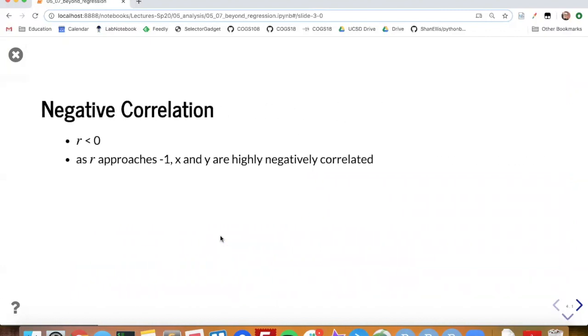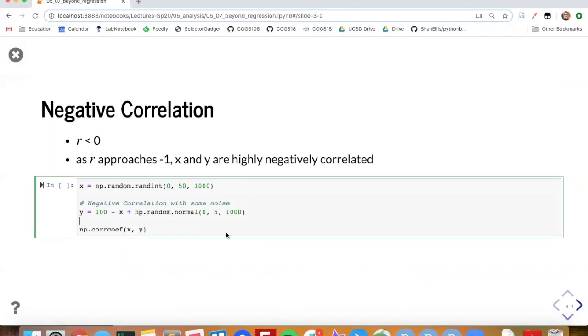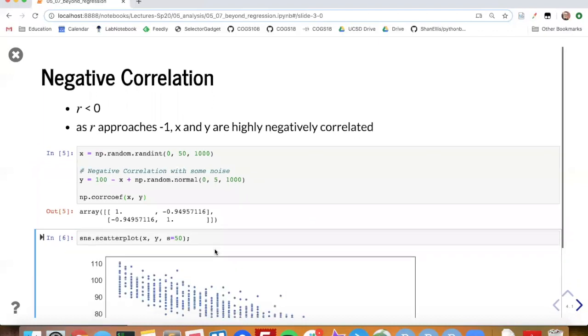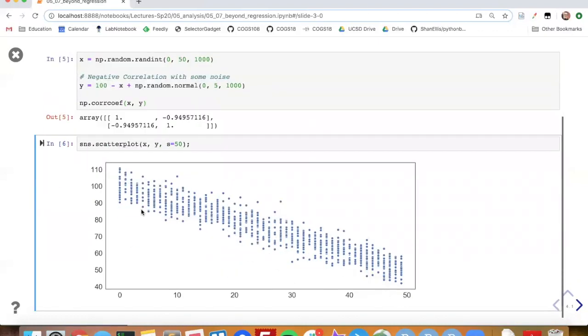Negative correlation, on the other hand, has a value less than 0. And as r approaches -1, x and y are highly negatively correlated. So going through that same process here, generating some data, the negative correlation is -0.95. And when we plot these data, here we see a negative correlation of -0.95. We can see this is a little tighter toward the center of that line than the last one. And it's in a negative direction. So as x increases, y decreases, indicated by that negative correlation value.